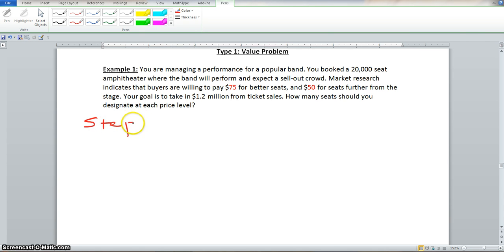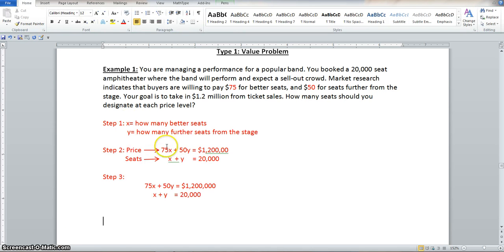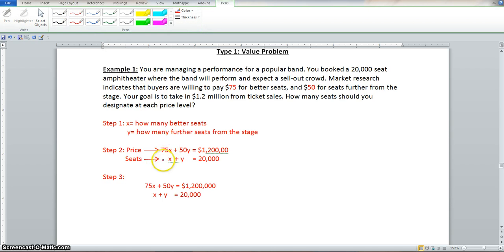So we have step 1. Now we have x is equal to better seats. Okay, class, I went back and what I did here was I typed in this information because for some reason things were starting to disappear. So this is step 1. X is equal to how many better seats. Y is equal to how many further seats from the stage.